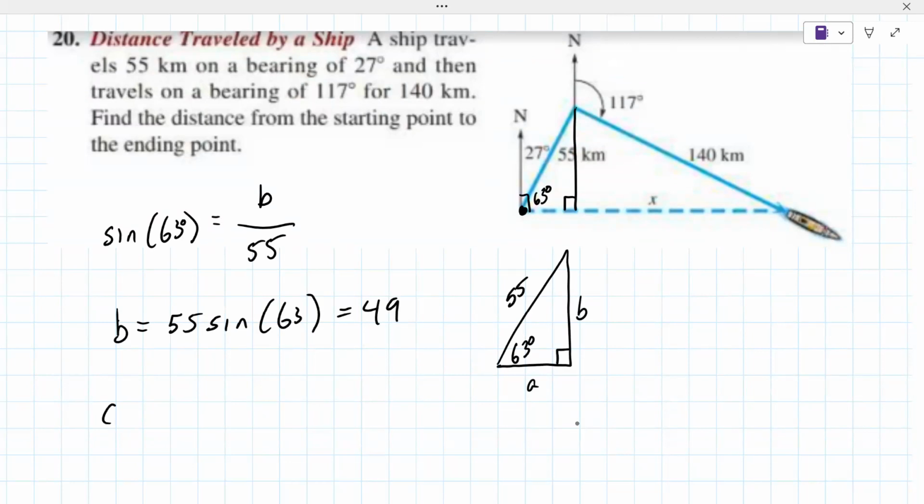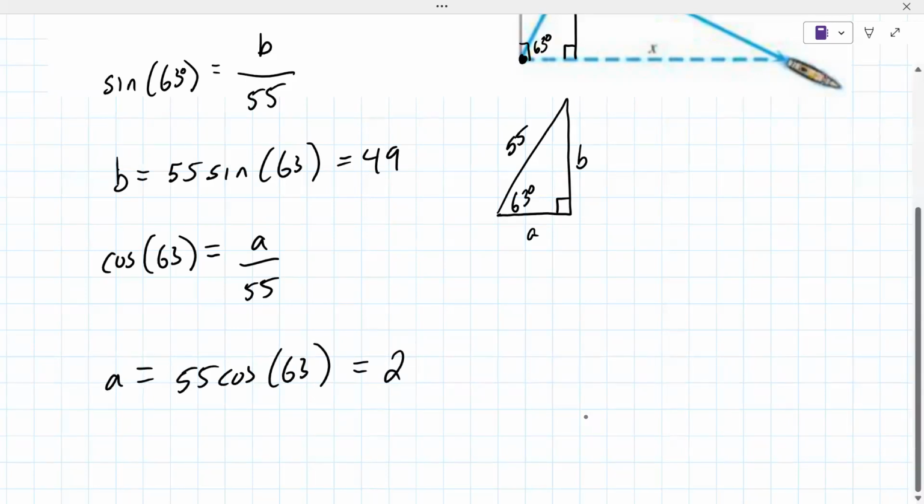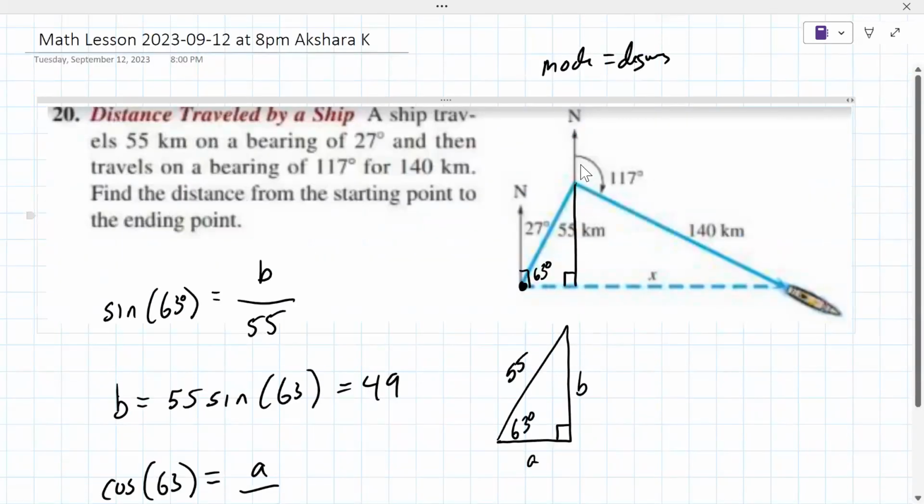So cosine of 63 is A over 55. Okay, so A is 55 times cosine of 63. That's 24.97, so we'll maybe say 25. Does that sound good? Yeah. Okay. So back to our picture here.